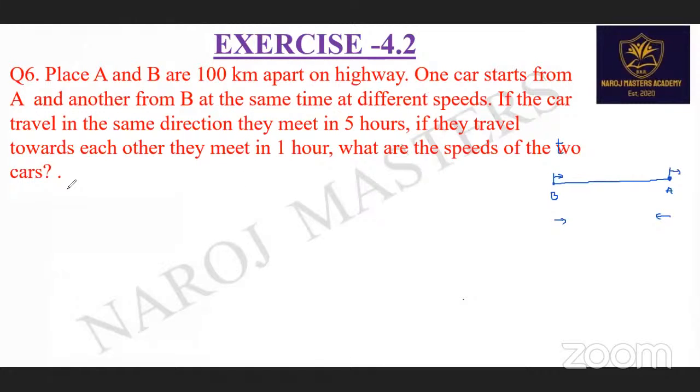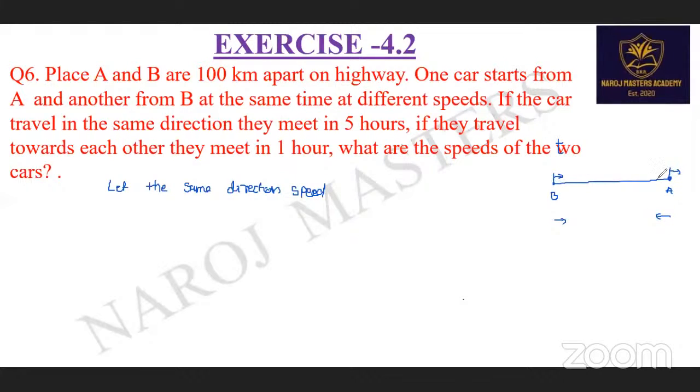Here it is two cars, the T is missed here. Okay. Just assume the speed of A and B: let A's speed be x, then B's speed is y. Just assume the speed in the same direction. Let the same direction speed be considered.